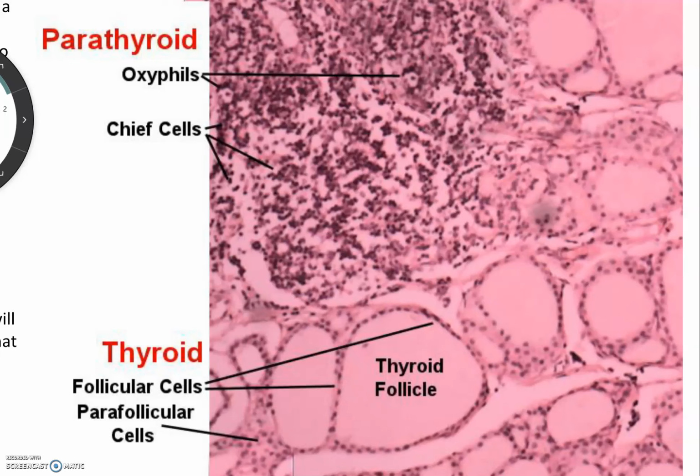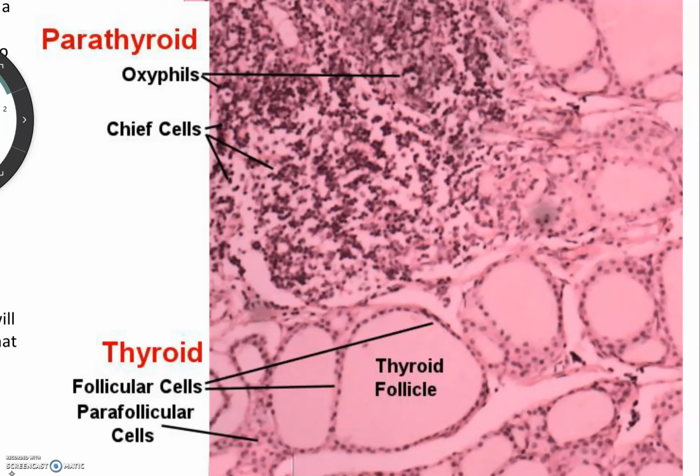Welcome to Art 101. In today's class, we'll be looking at the structures of the parathyroid and thyroid glands, as well as the pancreas. If we have time, we will also be looking at the adrenal gland.